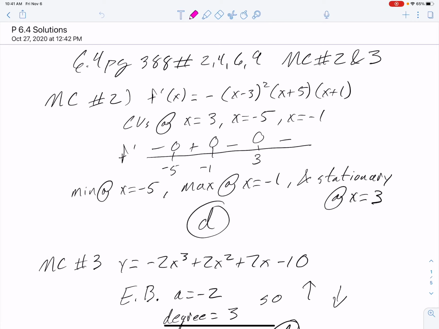All right, so here's the 6-4 homework. I'm going to do the multiple choice first and then get to the graphs. So multiple choice number 2, they've given us the derivative, which is convenient, so we really don't have to do much work to come up with that.